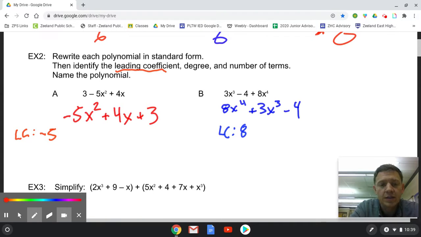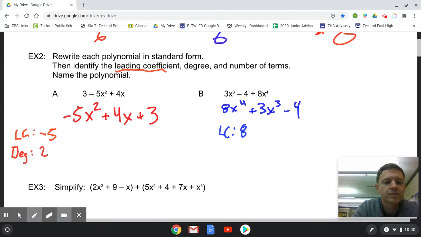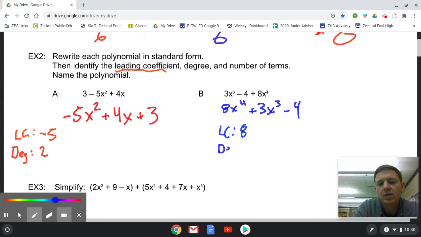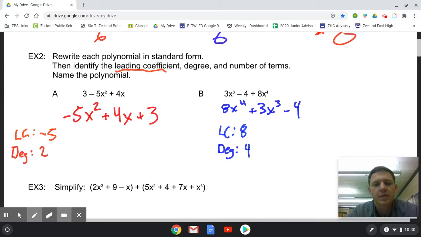The next one, okay, so what's the degree of the entire polynomial? Well, the degree of the polynomial is the term with the biggest degree, the biggest power. In this case, this is a degree 2, because we have a 5x squared. So I'm going to put DEG, degree 2. And for the next one, DEG, well, the highest one's a 4, so degree 4. The first one is degree 2, the second one is degree 4.